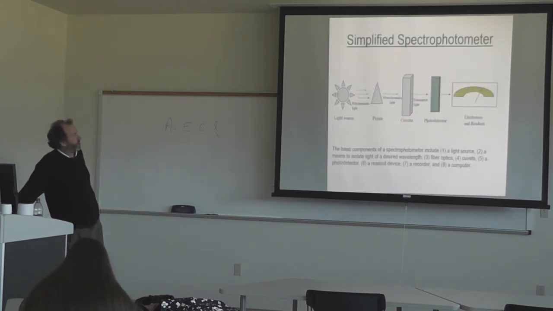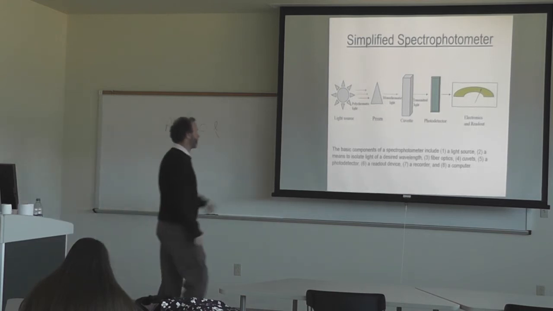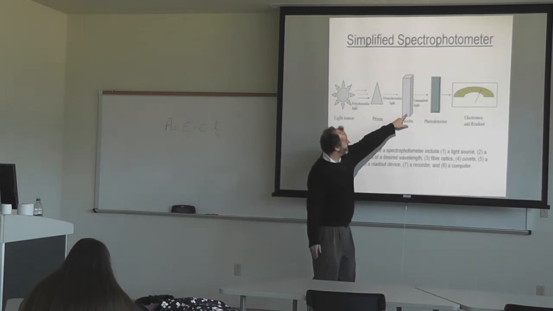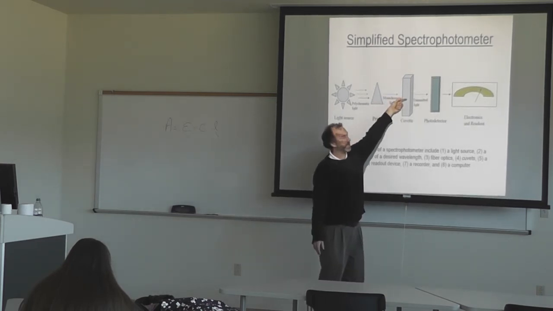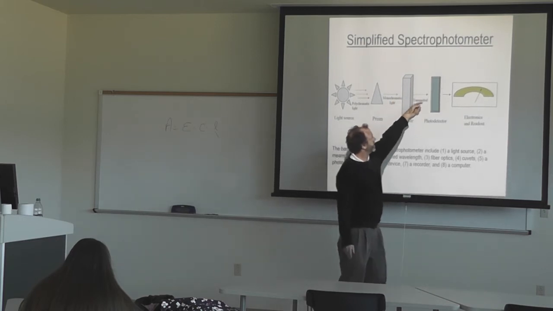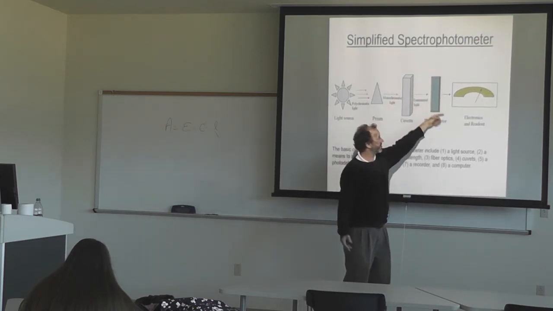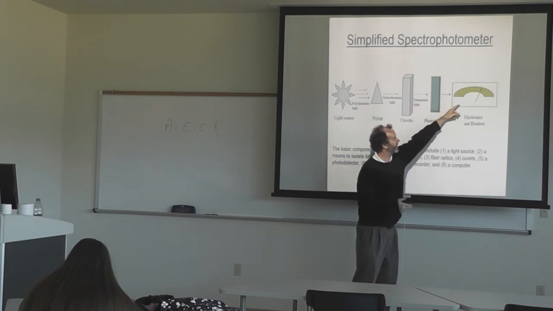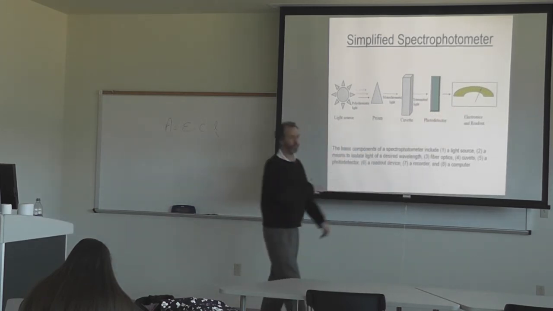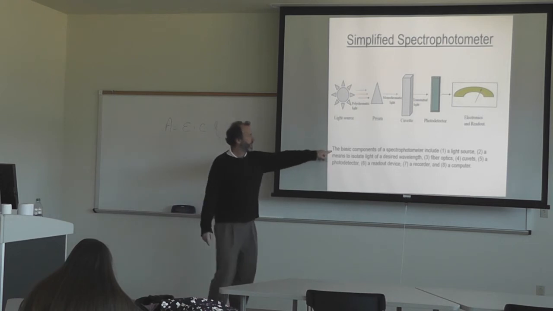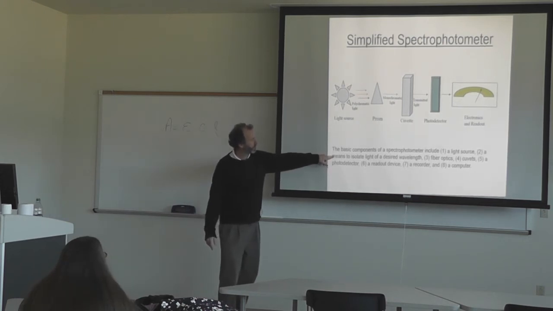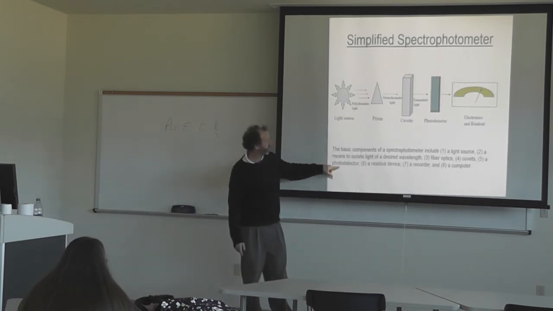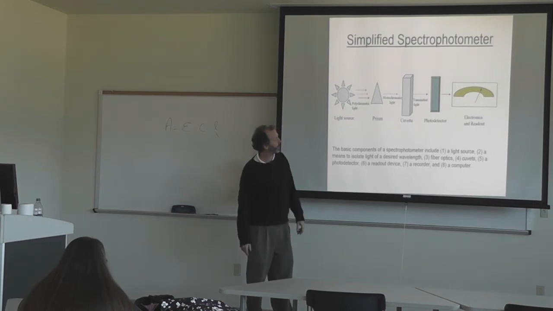So, a simplified spectrometer. You have some sort of light source, some kind of way to get monochromatic light. You're going to have a cuvette that you'll be shining the light into, and then the transmitted light after it goes through the sample goes to some sort of detector that will have some sort of voltage displayed in the machine, to read out what it's detecting. So these are the basic components of a spectrophotometer: a light source, a means to isolate the light to a desired wavelength, fiber optics, cuvettes, a photodetector, and a readout device, a recorder, and a computer.